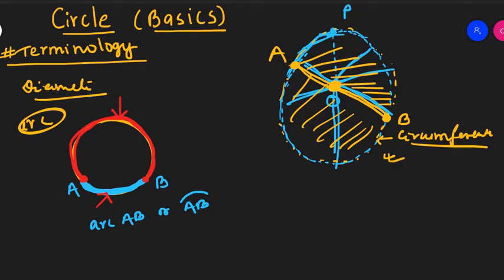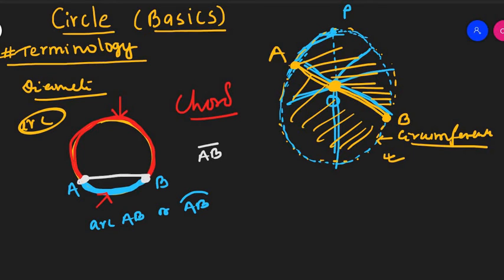Now let's go to what is chord. What is chord? The line segment that joins any 2 points on the circumference. Any 2 points. Suppose here A and B I have already denoted. Now let us join these 2 points. Then what will you get? You will get a line segment. This line segment is called chord. This line segment is called chord AB.